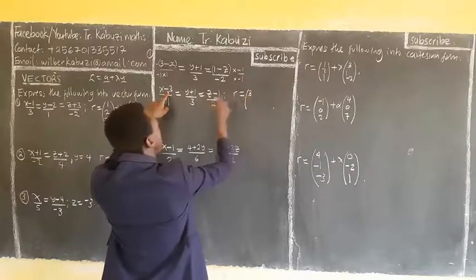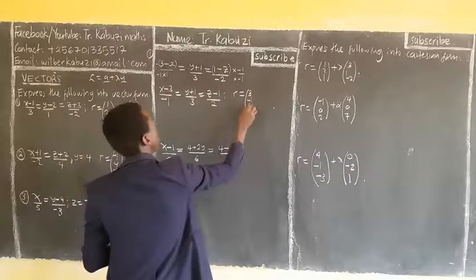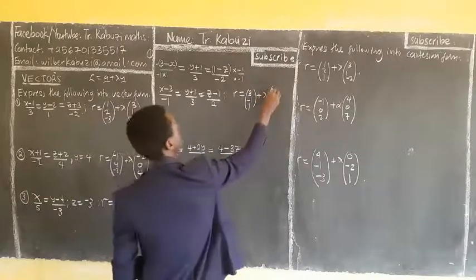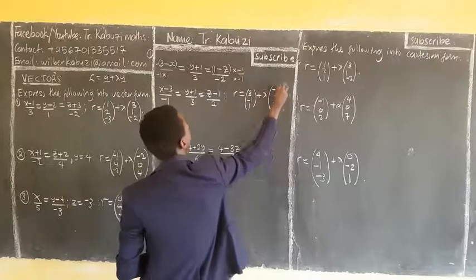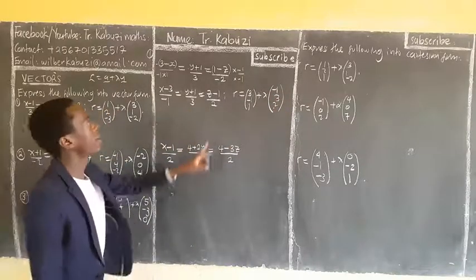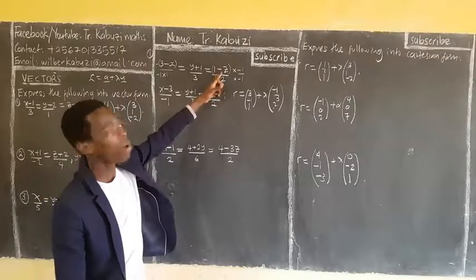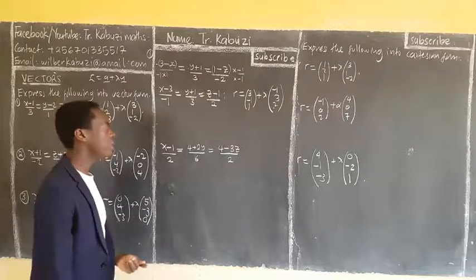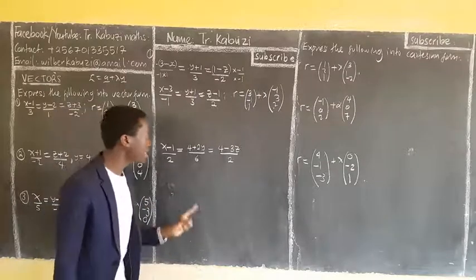So 3, -1, 1, then plus lambda. Here we have -1, 3, 2. So this one we just pick them where they are. So always we first take the signs of x, y, and z. When I come to this, this one is even harder.